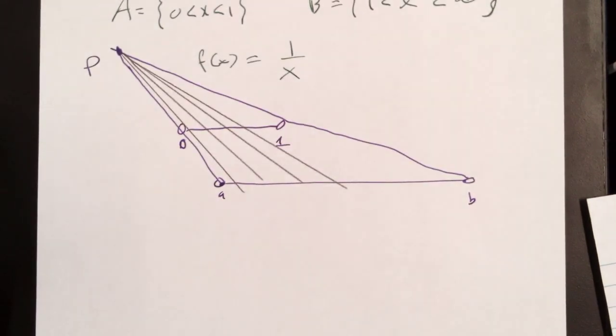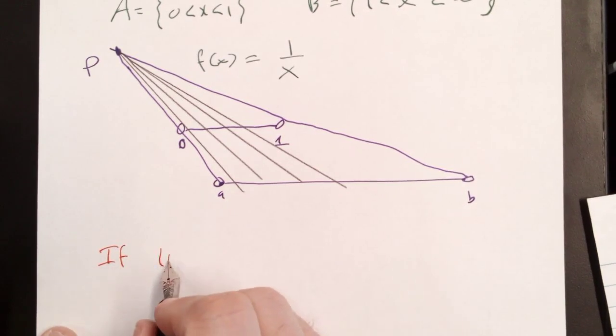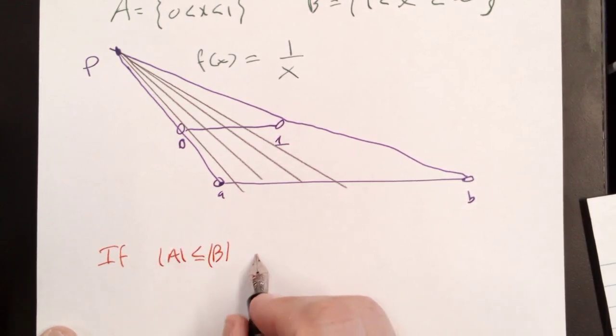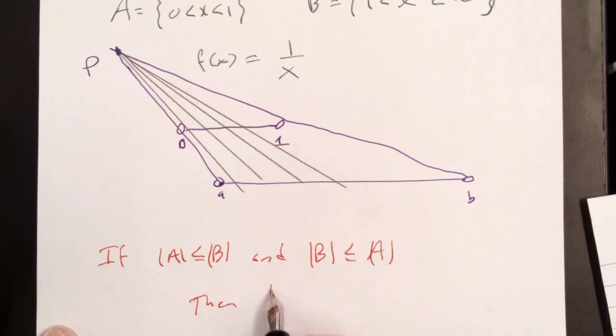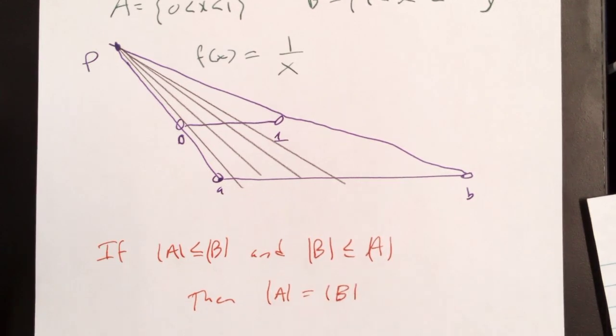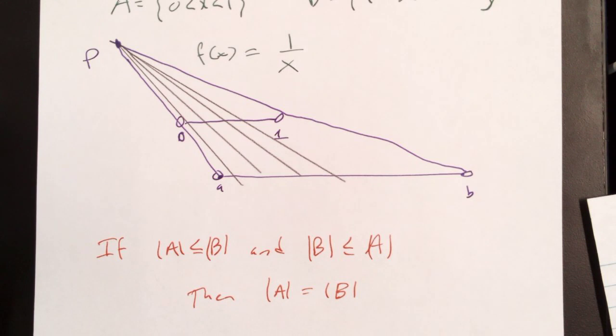Two things. This is called the Schroeder-Bernstein theorem, but I hope it makes sense, right? How do you show A is less than B? You show a function that's 1 to 1. How do you show B is less than A? You show a function that's 1 to 1. They just don't have to be onto anymore.